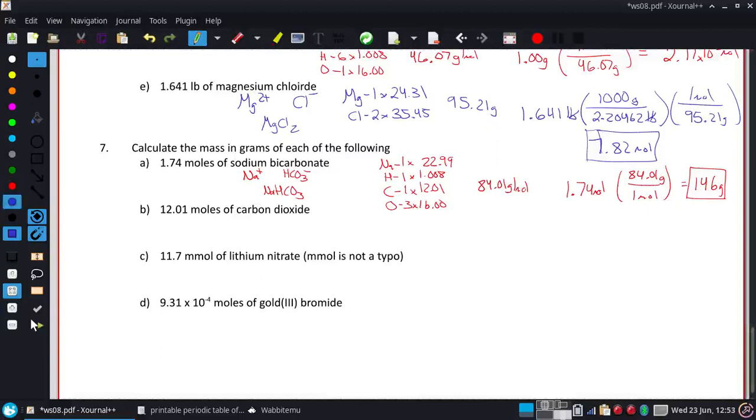Very similar, 12.01 moles of carbon dioxide. Carbon dioxide, CO2. 1 carbon at 12.01 grams. 2 oxygens at 16. And we can take that 12.01 moles of carbon dioxide, and the molecular weight of CO2 turns out to be 44.01 grams, giving us 529 grams for the mass of that CO2.